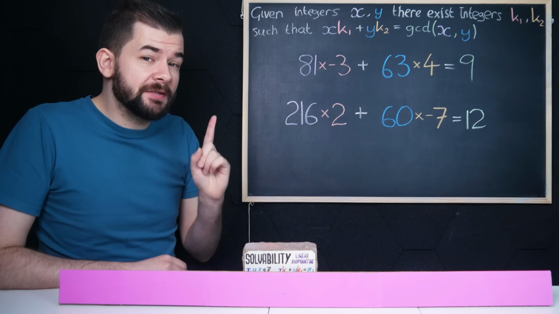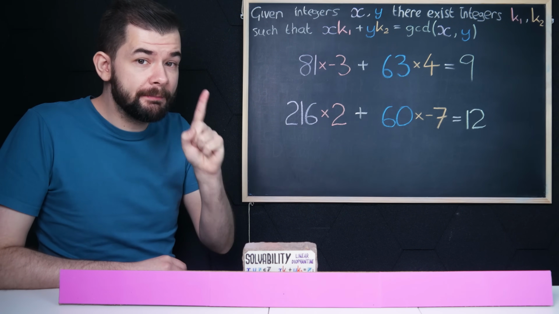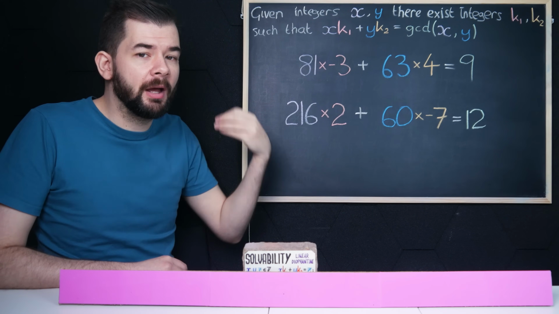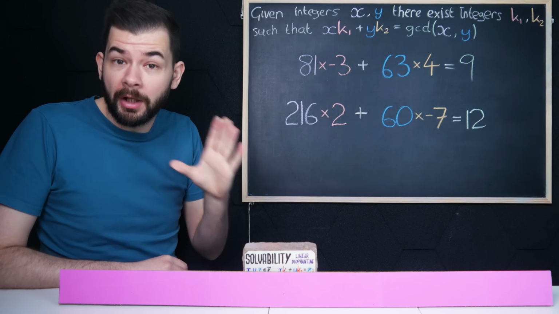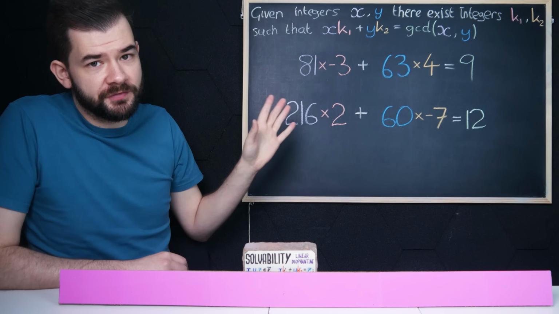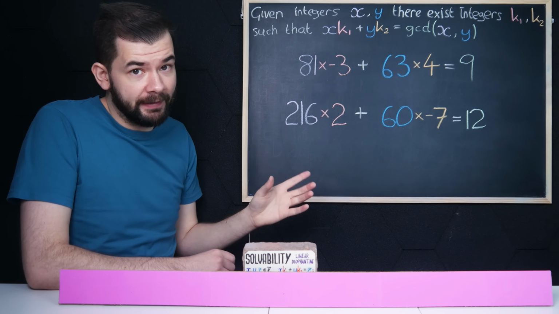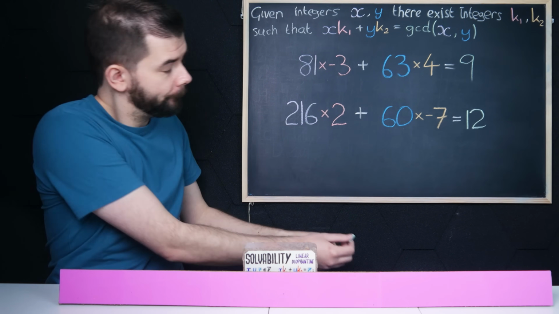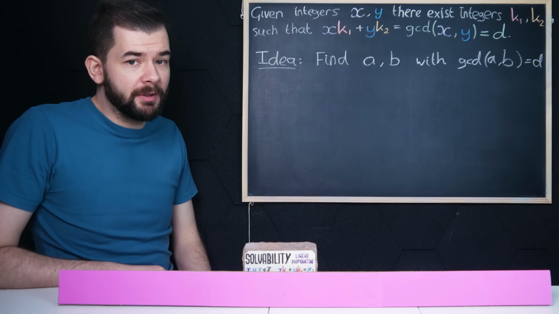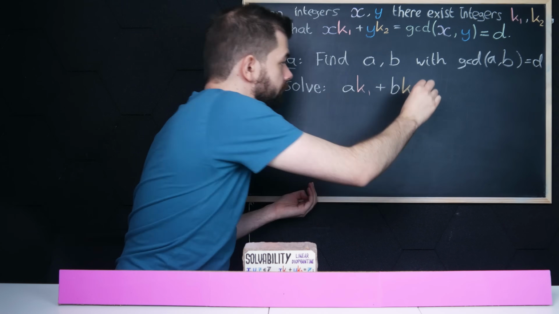Well, the trick is to find a pair of smaller numbers which have the same greatest common divisor as x and y, and solve the problem for those smaller numbers. After all, smaller numbers are easier to work with. So let me just write some of this up, and for the rest of this section, I'm going to let d be the greatest common divisor of x and y. So the idea is we find these easier numbers, a and b, with the same greatest common divisor of x and y, which I'm calling d, and we solve the problem for the easier numbers.